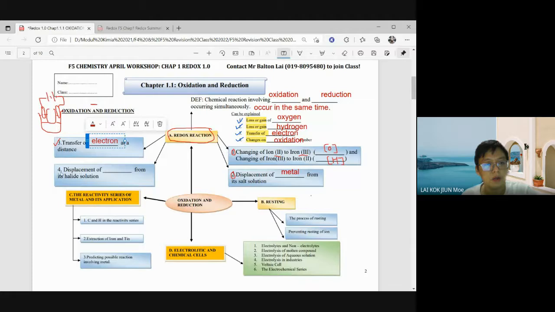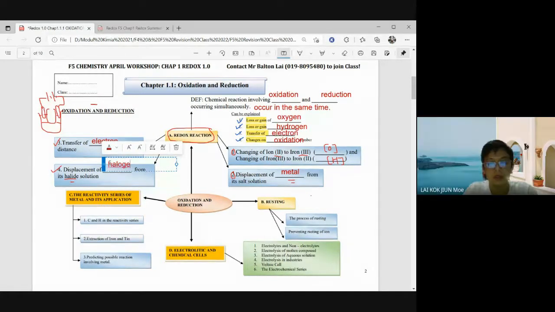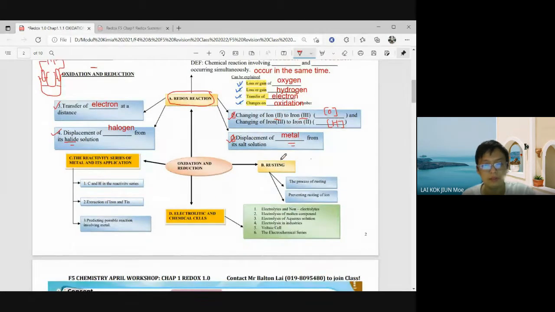Number 4 reaction is displacement of what? Just now it was metal. Now we don't want metal. We want from the halide solution we can displace the Group 17 elements, which we call halogen. Very good. So these 4 reactions we will go through in this redox chapter. After that, you will go to rusting, telling the process of rusting. Remember the iron rusting, right? So you will know how the process goes.